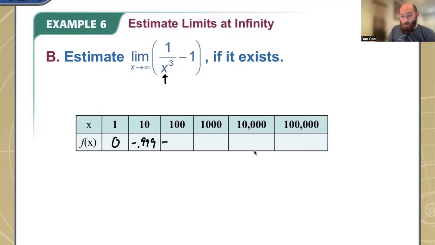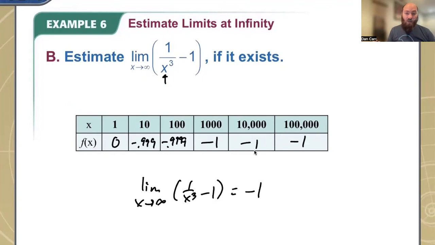And then we get a negative 0.9999. It looks like 1, 2, 3, 4. And then we're basically getting at negative 1. It's getting so close that we just call it negative 1 at that point. So again, the idea is that the limit as x approaches infinity of 1 over x cubed minus 1 is just equal to negative 1.